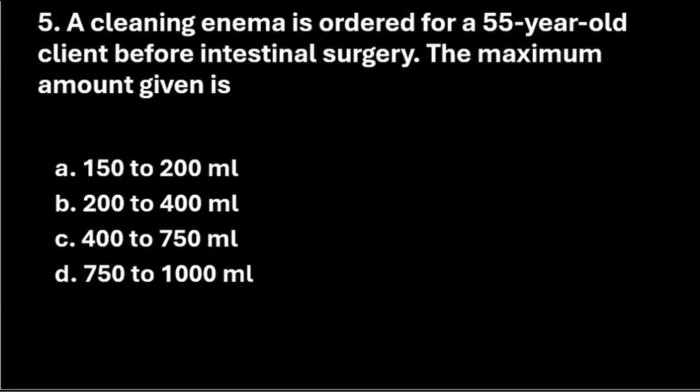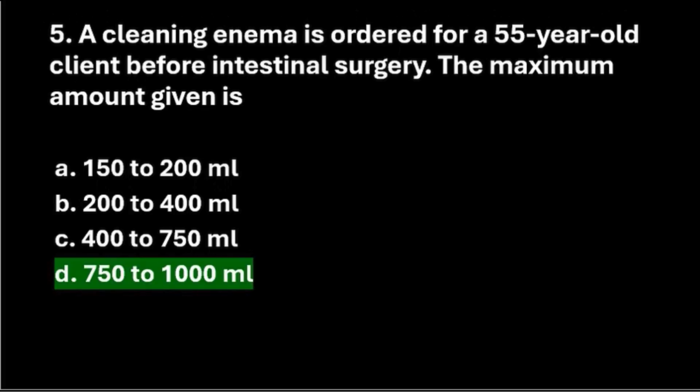Next question. A cleansing enema is ordered for a 55-year-old client before intestinal surgery. The maximum amount given is option A 150 to 200 ml, option B 200 to 400 ml, option C 400 to 750 ml and option D 750 to 1000 ml. Let us see the right answer. The right answer is 750 to 1000 ml.